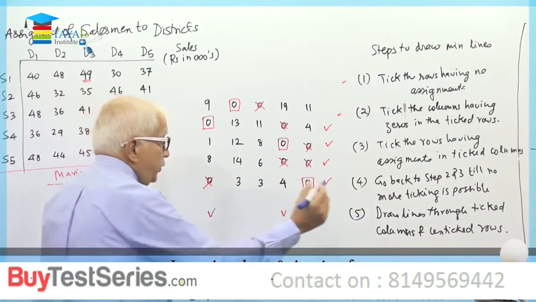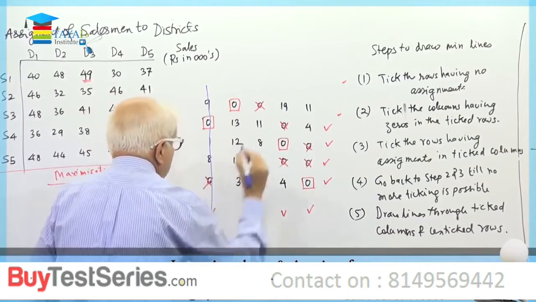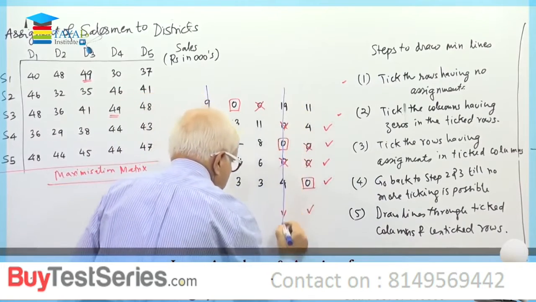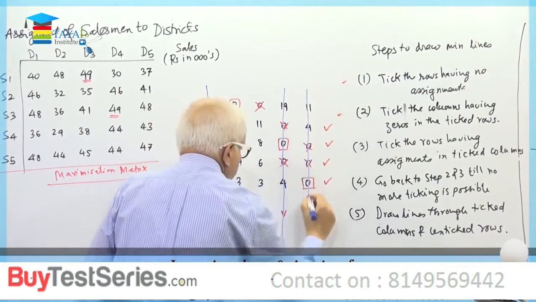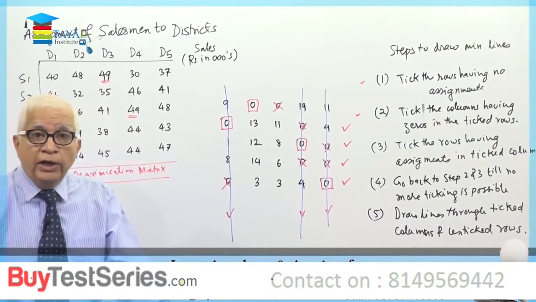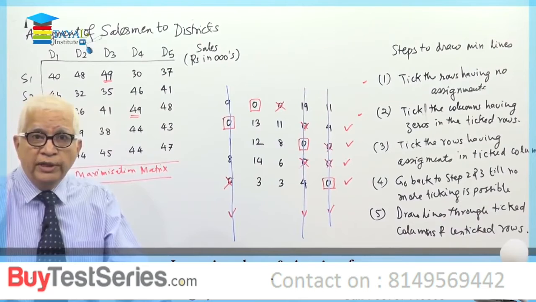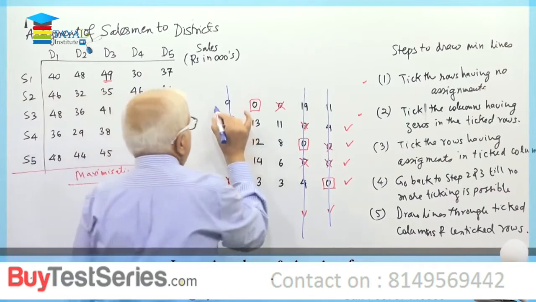So how to do it? Draw lines through ticked columns. Okay. Ticked column, ticked column, ticked column. Draw lines through ticked columns. Done. Draw lines through unticked rows. There is only one unticked row. First row is unticked. So draw a line through unticked rows.